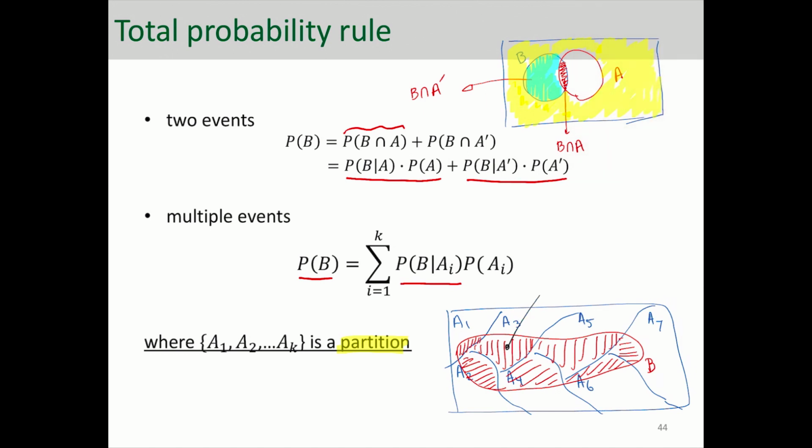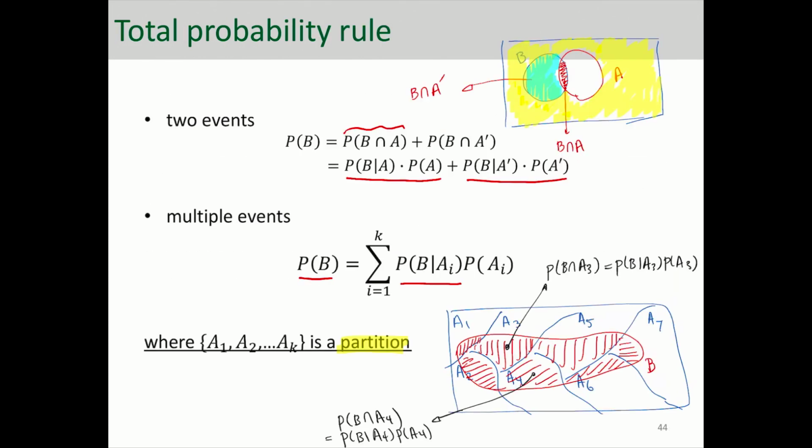Let's take this area. This is the probability of B intersection A3, right? Which you can write as the probability of B given A3 times the probability of A3. You can do the same for any of these parts. This is the probability of B intersection with A4, and you can further expand it to the probability of B given A4 times the probability of A4.